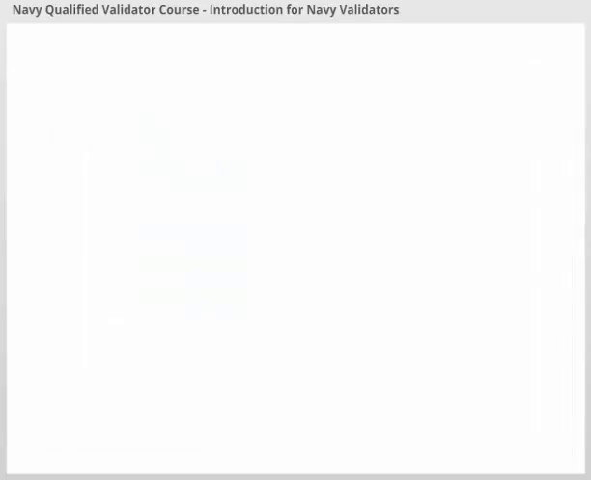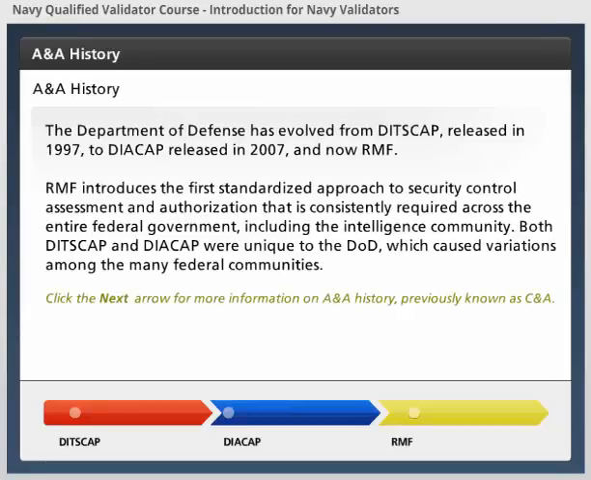Let's review the history of the Navy's system authorization process. The Department of Defense has evolved from DITSCAP, released in 1997, to DIACAP, released in 2007, and now RMF. RMF introduces the first standardized approach to security control assessment and authorization that is consistently required across the entire federal government, including the intelligence community. Both DITSCAP and DIACAP were unique to the DoD, which caused variations among the many federal communities. Click the Next button for more information on A&A history.